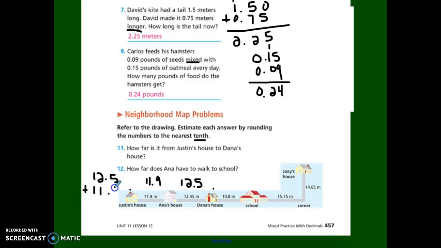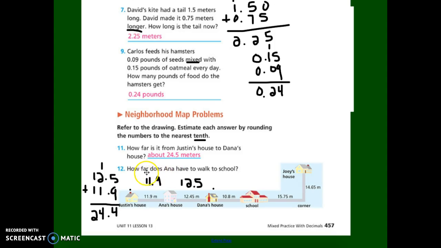All nice and aligned. Go ahead and add that up. 9 plus 5 is 14. 4 carry my 1. I'll go ahead and bring down that decimal before I forget. 2 plus 1 plus 1 is 4, and 1 plus 1 is 2. So we're going to estimate that it's about 24 4/10 meters from Justin's house to Dana's house.